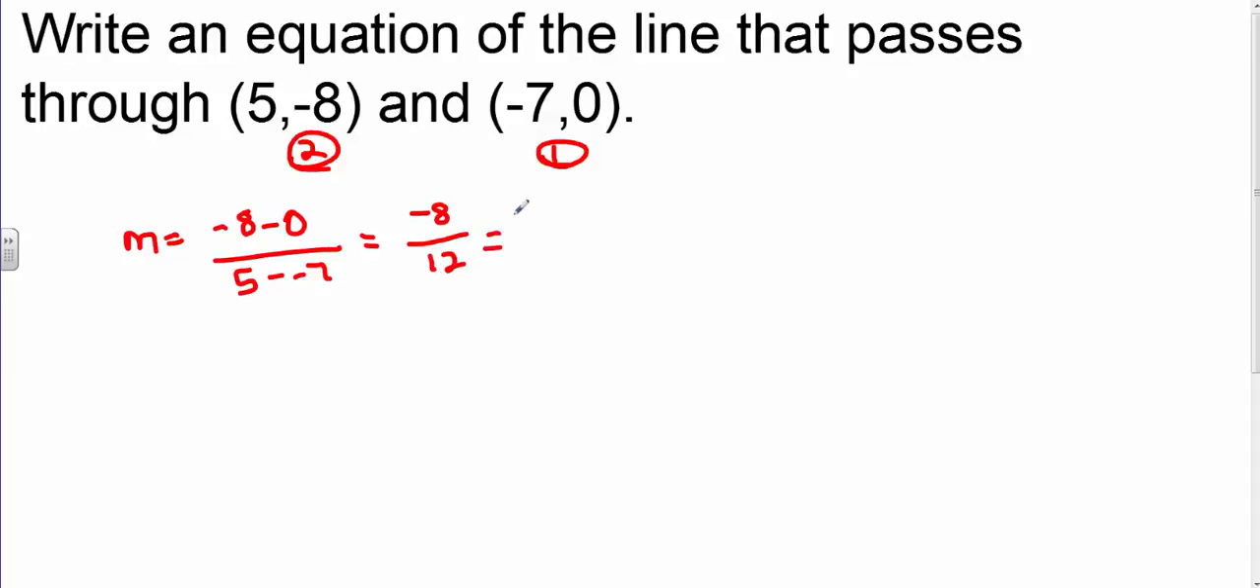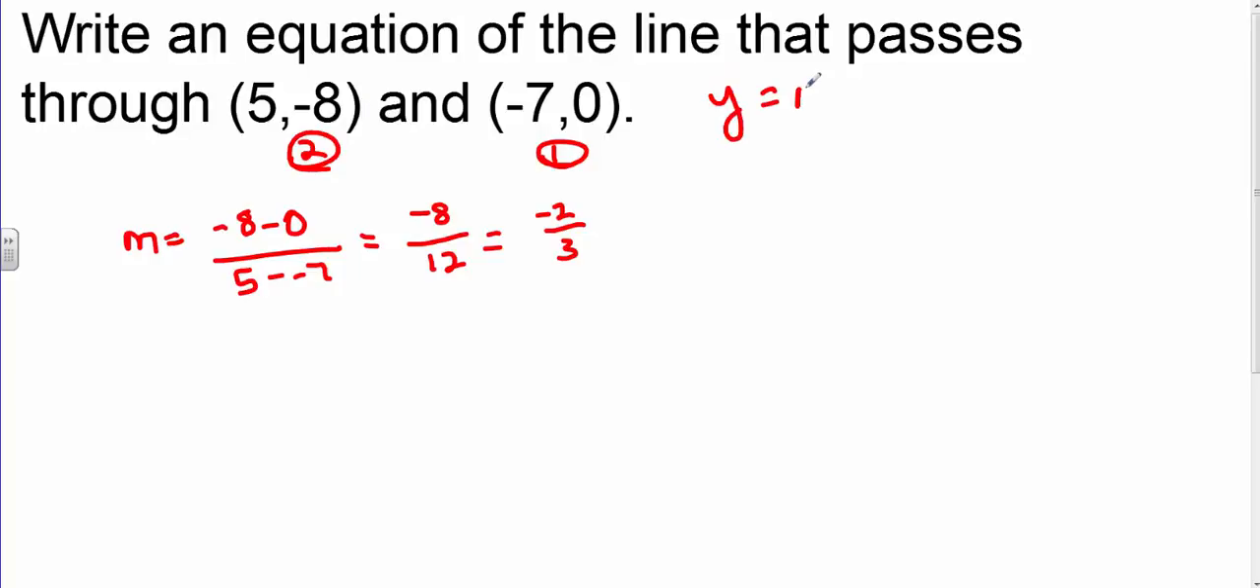We want to reduce this. Both of them are divisible by 4, so we get -2 over 3. So our slope is -2 over 3. So let's choose one of the points to use. We'll choose 5, -8. And let's see what we get here.